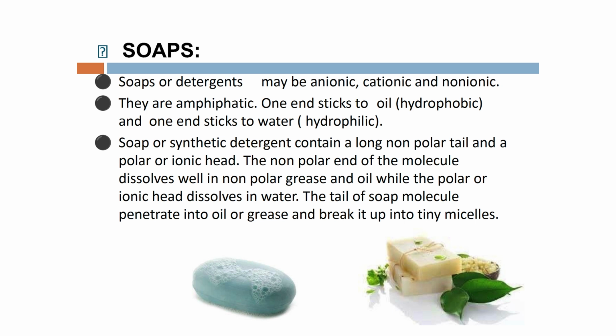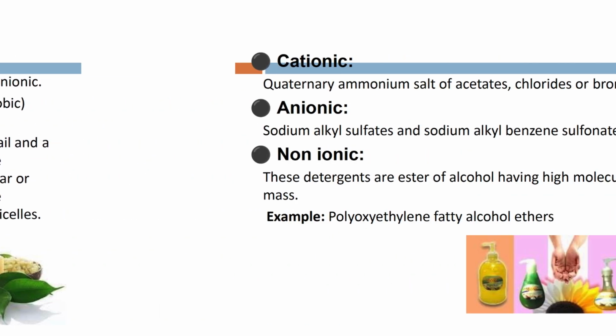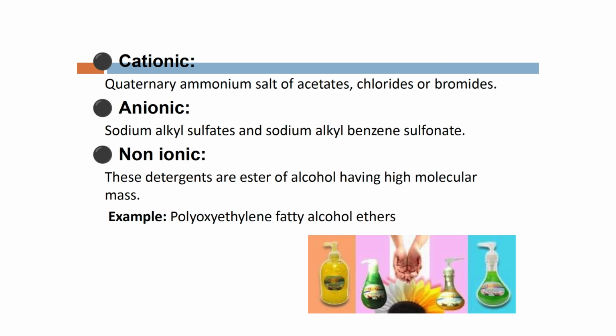Let's break down the types of soaps and detergents. Cationic detergents are often quaternary ammonium salts of acetates, chlorides, or bromides. Anionic detergents include sodium alkyl sulfates and sodium alkyl benzene sulfonate. Non-ionic detergents are esters of alcohols having high molecular mass. A common example is polyoxyethylene fatty alcohol ethers.